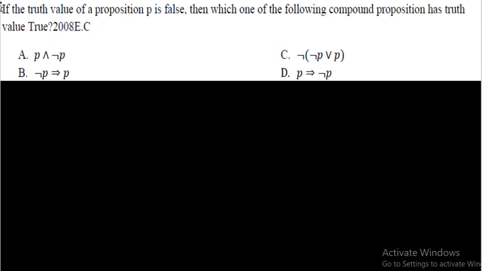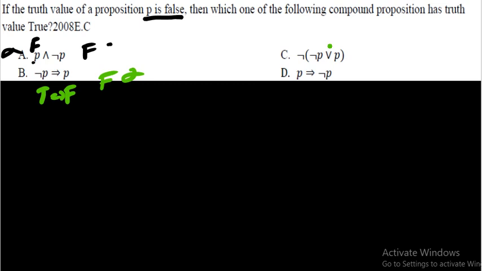Next question. If the truth value of a proposition P is false, then which one of the following compound propositions has truth value true? Don't forget, P is false, given. Choice A: P false, false or false and whatever, it is false. Doesn't work. And B, P is false and negation P will be true. True implies false will be false again.